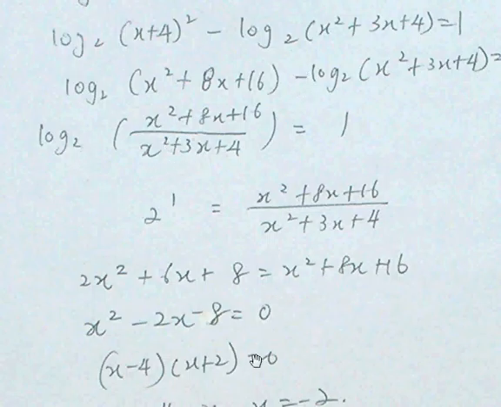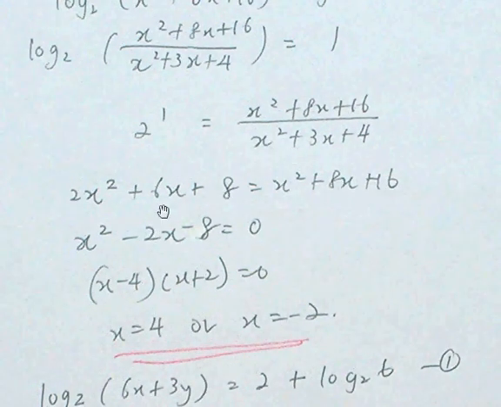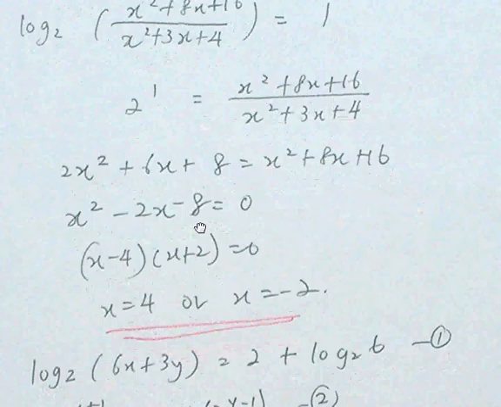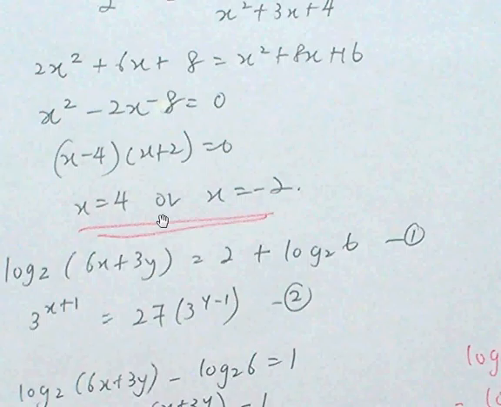1, which equals 2. So when we multiply the denominator on both sides, we get 2x² + 6x + 8 equals x² + 8x + 16. We then simplify this equation. We get x² − 2x − 8 equals 0. We factorize it, we get (x − 4)(x + 2) equals 0. So x equals 4 or x equals −2.